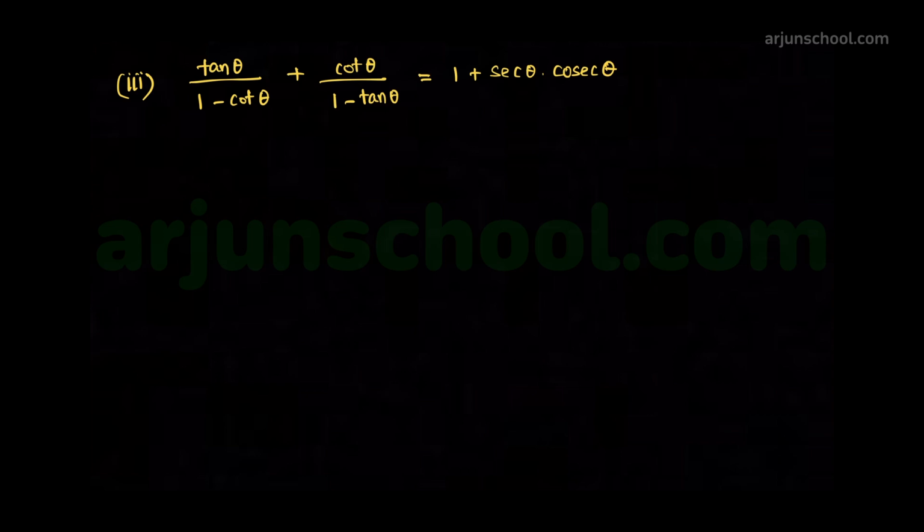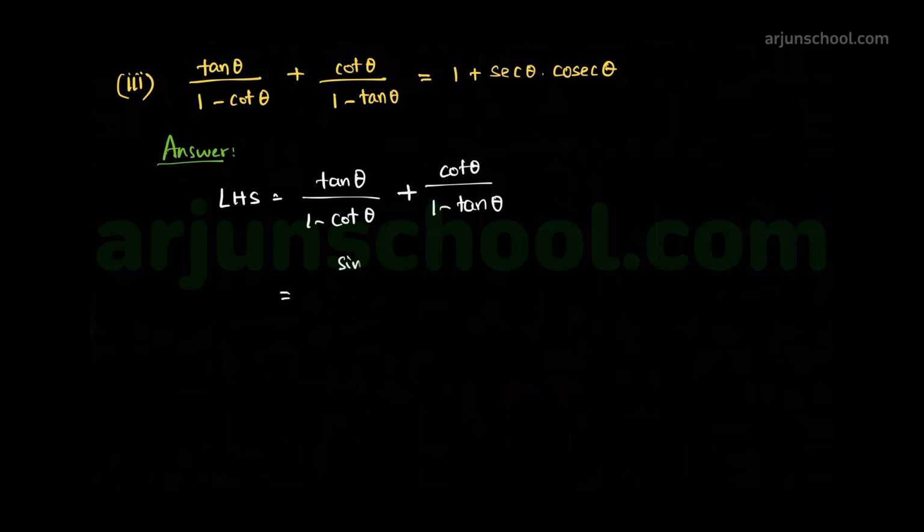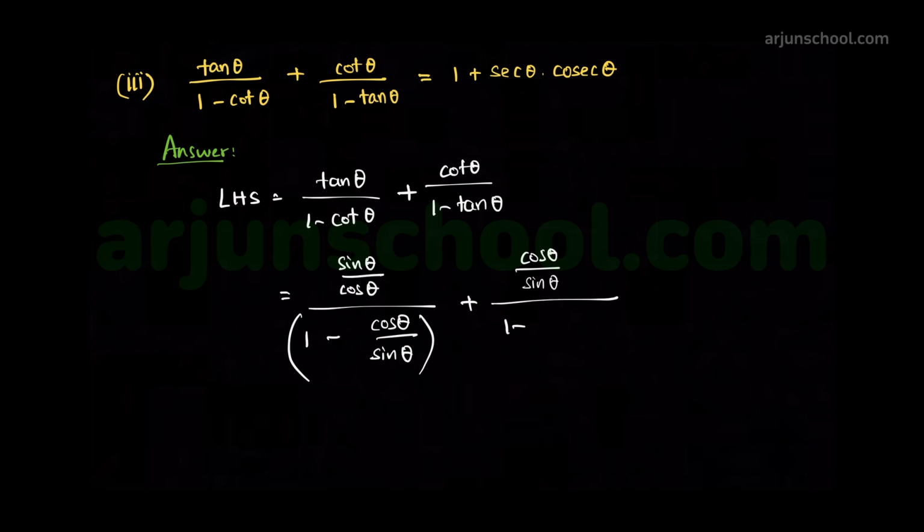Third problem. Prove that tan theta by (1 minus cot theta) plus cot theta by (1 minus tan theta) is equal to 1 plus secant theta cosecant theta. Let us take the LHS. LHS is equal to tan theta by (1 minus cot theta) plus cot theta by (1 minus tan theta). Tan theta can be written as sin theta by cos theta, by 1 minus cot theta, where cot theta can be written as cos theta by sin theta, plus cot theta can be written as cos theta by sin theta, by 1 minus tan theta, where tan theta can be written as sin theta by cos theta.